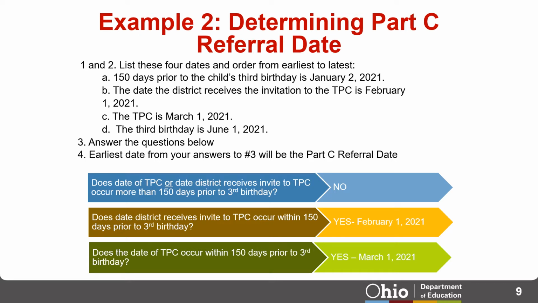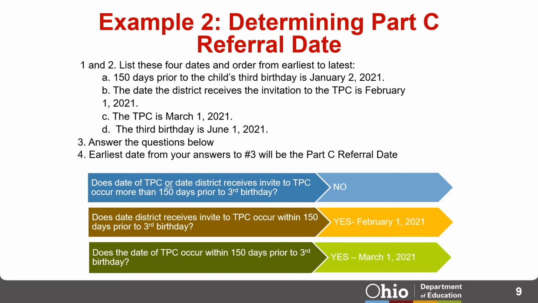150 days prior to the child's 3rd birthday is January 2nd, 2021. The date the district receives the invitation to the TPC is February 1st, 2021. The TPC is March 1st, 2021. And the 3rd birthday is June 1st, 2021. We would then follow step 3 in the process, answering the 3 questions.